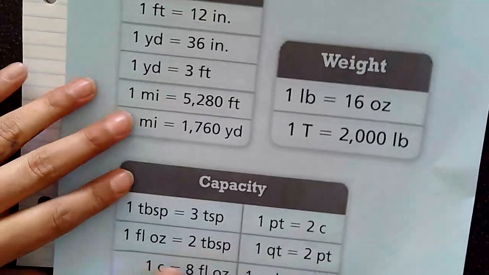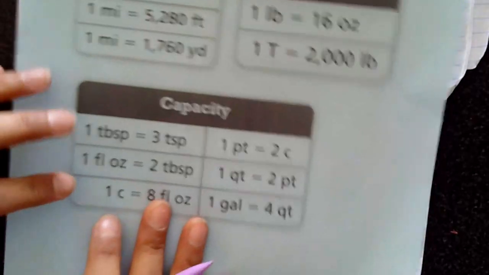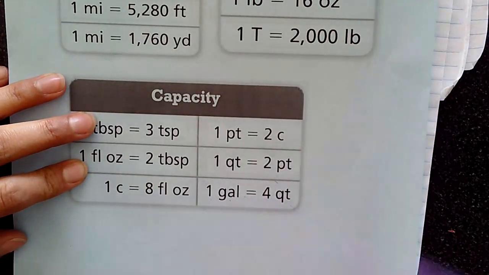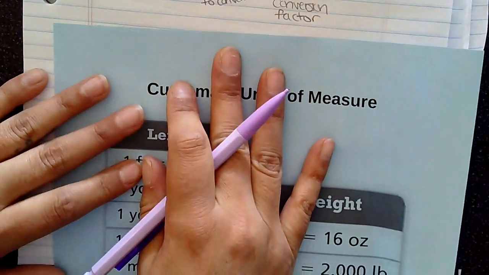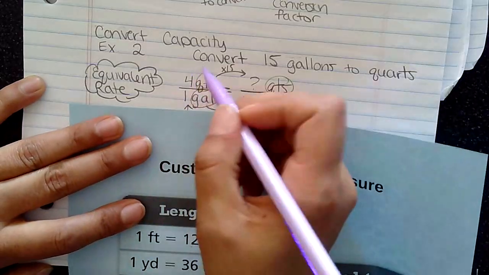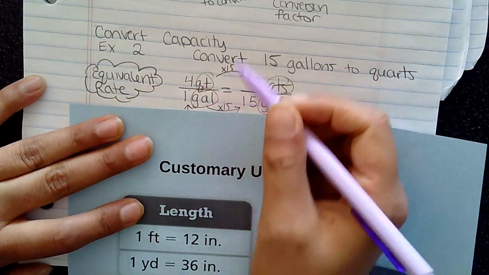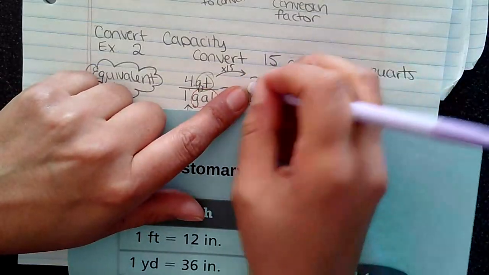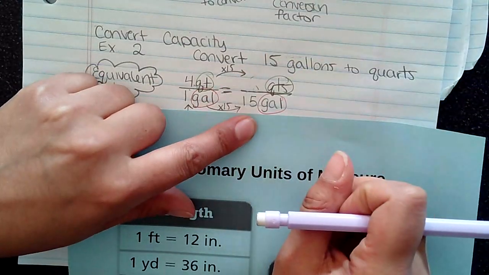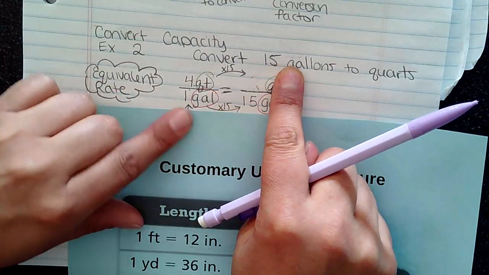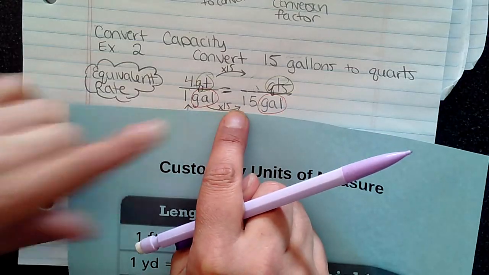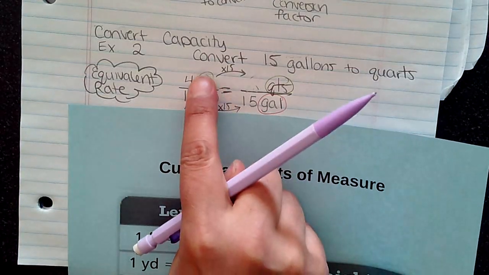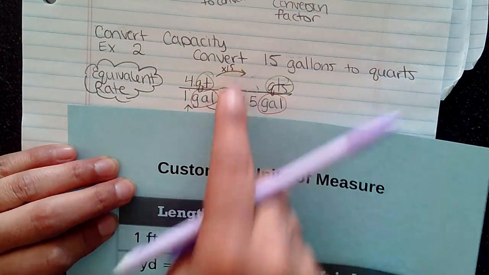Let's look and see what is the conversion factor. So if I want to go from gallons to quarts, I know 1 gallon is 4 quarts. This is my conversion factor. Okay, so let's start with that. We got 4 quarts is 1 gallon. It equals, this is what we're trying to solve, how many quarts for 15 gallons. So how do we get from 1 to 15? We have to multiply by 15. So what do we have to do on the top? We have to multiply 4 by 15.